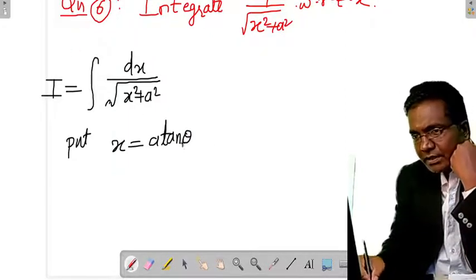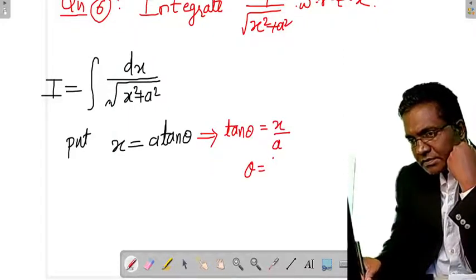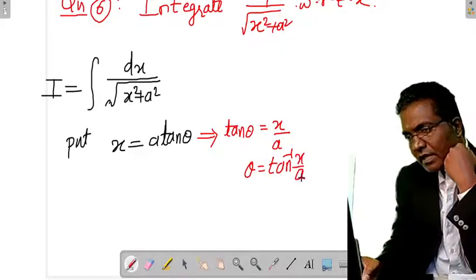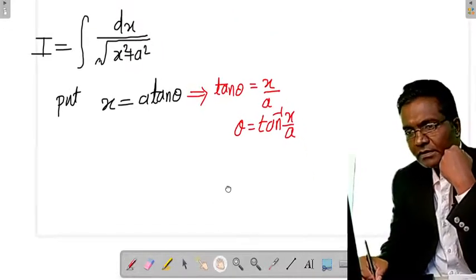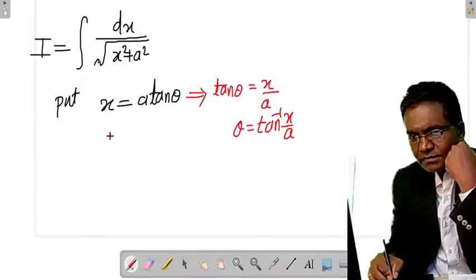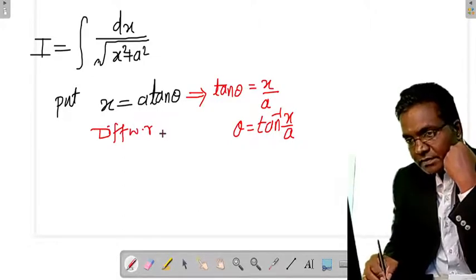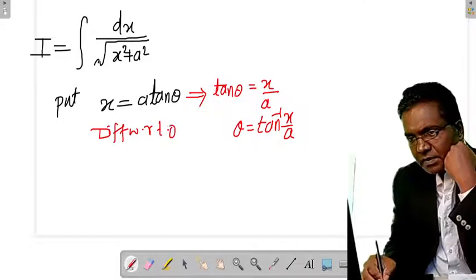X equals a tan theta, and from this you can obtain the value of theta. So tan theta gives you x by a, and theta is tan inverse of x by a. Okay. Now differentiate this. You have to obtain the value of dx. Differentiate with respect to theta.